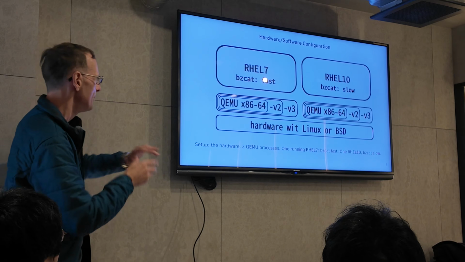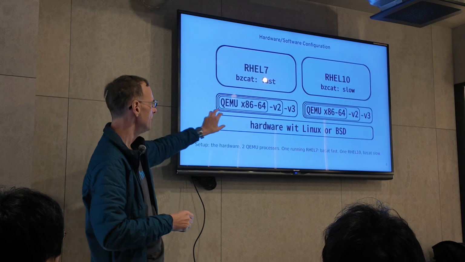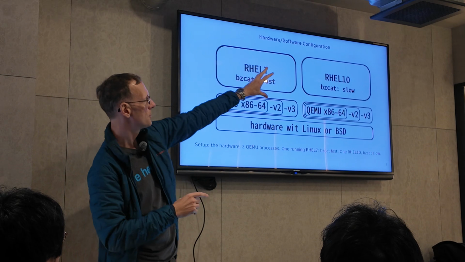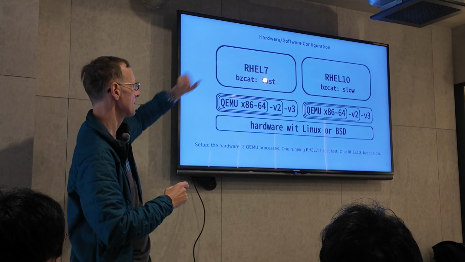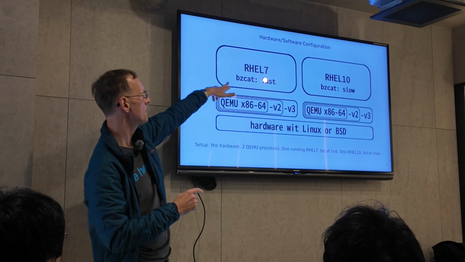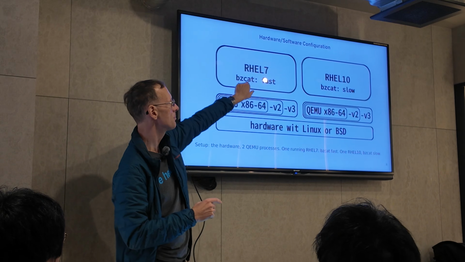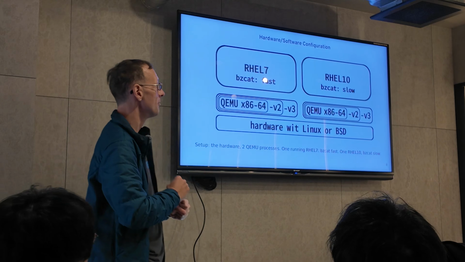What are we looking at? We are looking at one single hardware. We are looking at 2 processes of QEMU. We are looking at the 2 guests, the emulated guests. And this one doing it with the bzcat doing fast. So this is again in the decompression. And this one is doing fast.